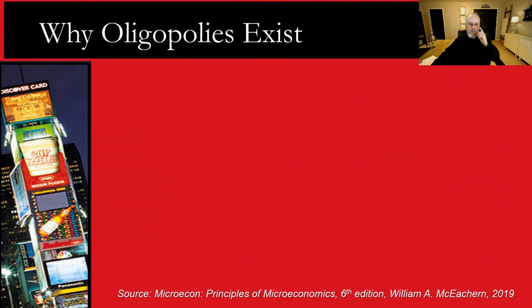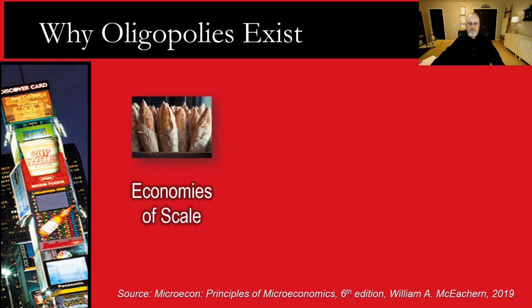Now finally, let's hit why oligopolies exist. Oligopolies are not bad. It's just that the nature of the type of product that they're making pushes the suppliers to a smaller number. Let's look at this for a minute. All right, economies of scale. Economies of scale are, as you get bigger, your cost per unit reduces over the long term. So your average cost is going to go down.